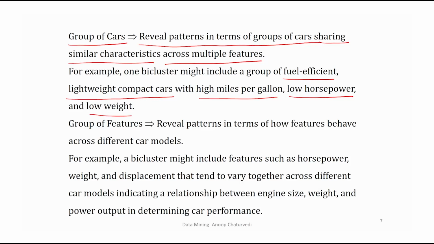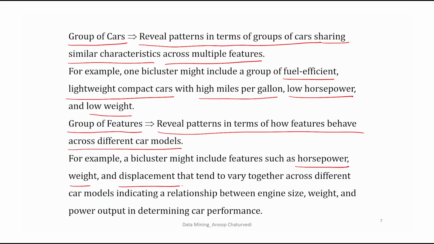Further, if you consider the hierarchical clustering according to group of features, then it may reveal patterns in terms of how features behave across different car models. Say, there might be a group of features which are behaving in a similar manner, or following a similar kind of pattern across a group of car models. So, you get a cluster there. So, suppose for example, a bike cluster might include features such as horsepower, weight and displacement that tend to vary together across different car models.